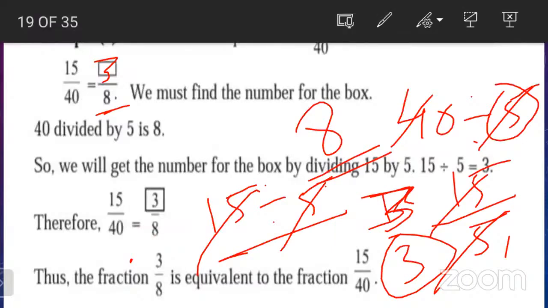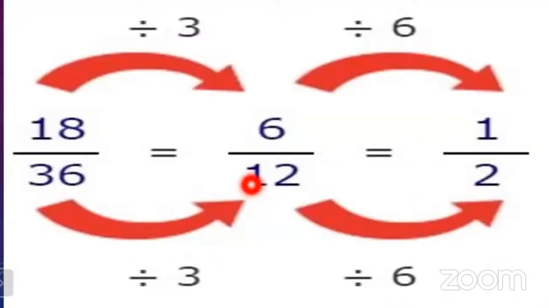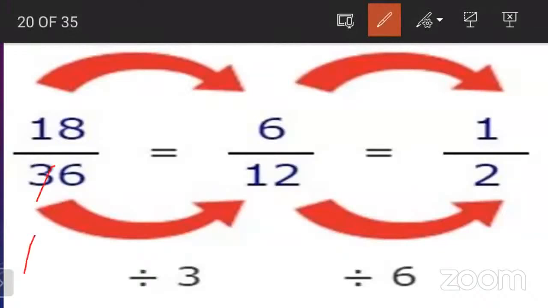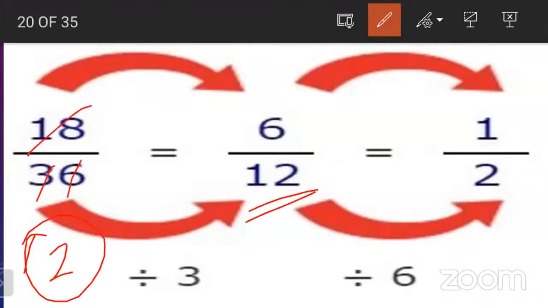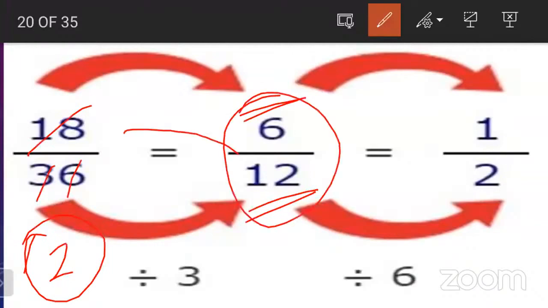Okay. Now look here. We have some examples. 18 upon 36. This is one fraction. And we have to obtain the equivalent fraction by dividing the numerator as well as the denominator. If we divide this numerator by 3, 3 6s are 18. Now the same number we have to use to divide the denominator also. So 3 2s are 6, 3 6s are 12. Here 12, and here 6. So 6 upon 12 is the equivalent fraction to 18 upon 36.